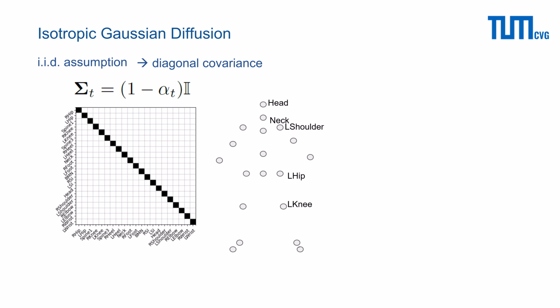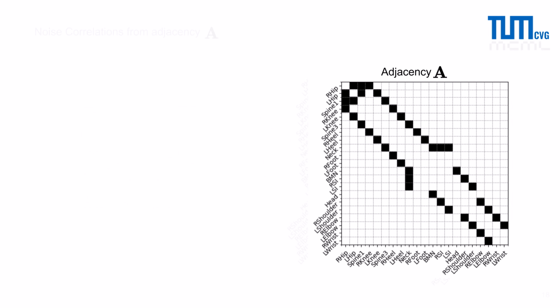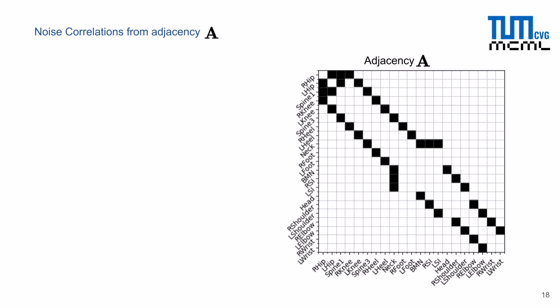In human motion prediction, we're not dealing with pixels, but with human body joints, and a diagonal covariance assumes that there is no correlation between body joints. But in reality, body joints are connected to each other by limbs and bones. These connections are known and given by the adjacency matrix of the skeleton graph. We assume the connectivity to be an indicator of correlations, and thus obtain correlations from the adjacency matrix.